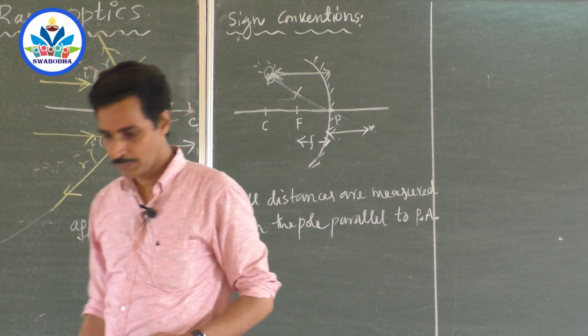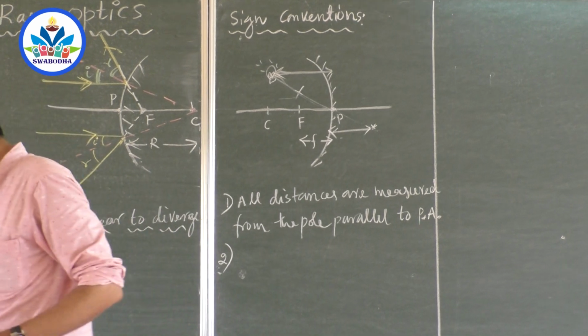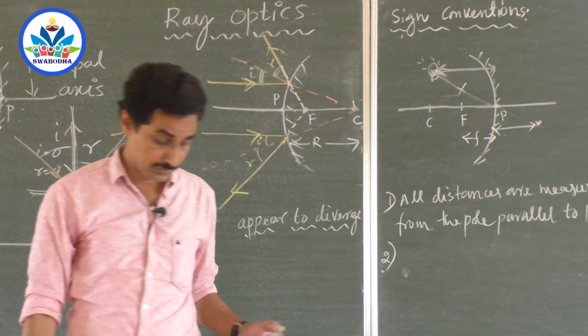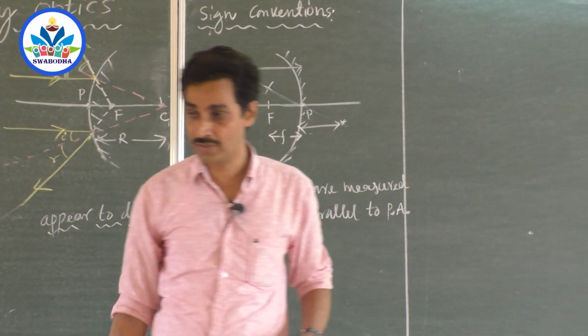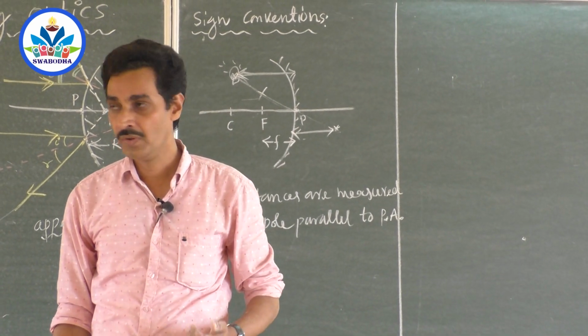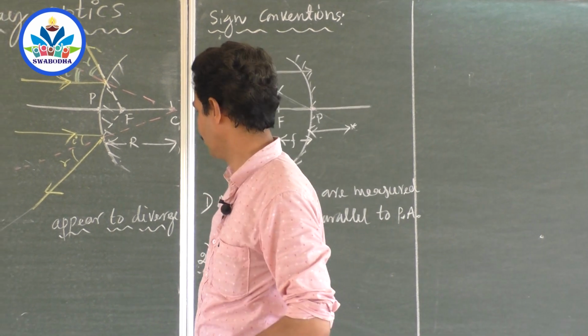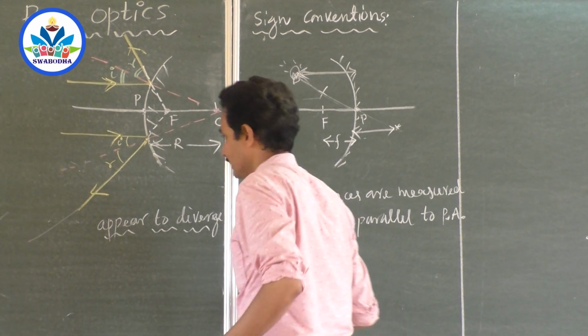So when you start from the pole, start measuring the distance like this, or sometimes you need to measure the distance like this. So you may go either this way or that way. In what direction you go, that gives the convention.